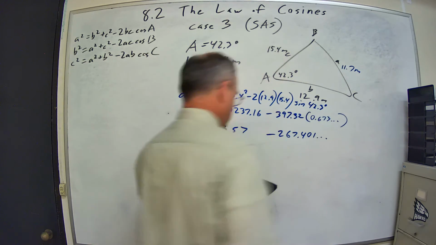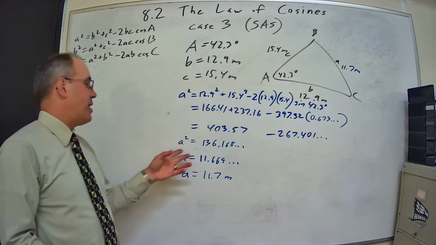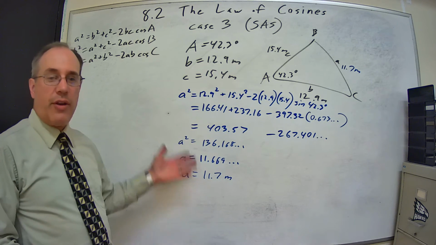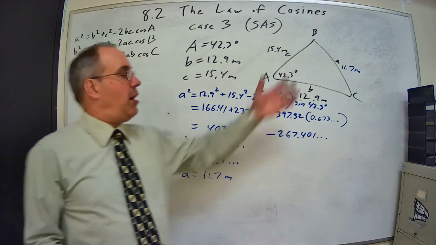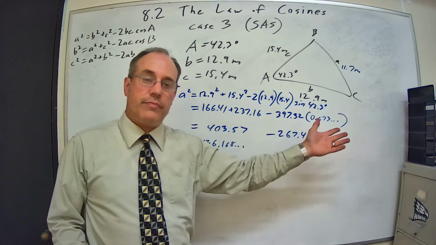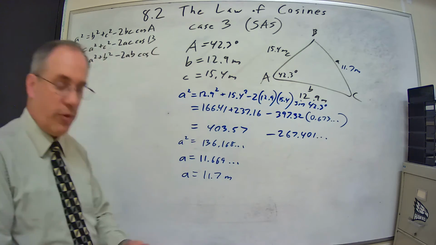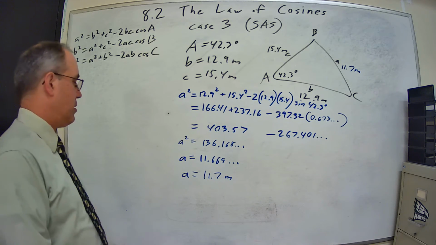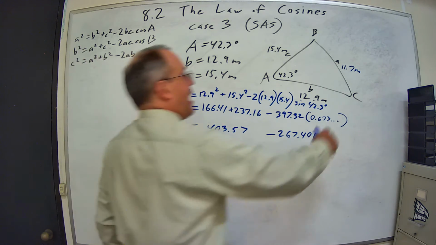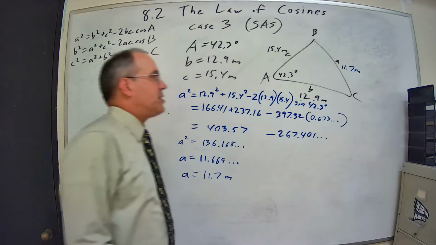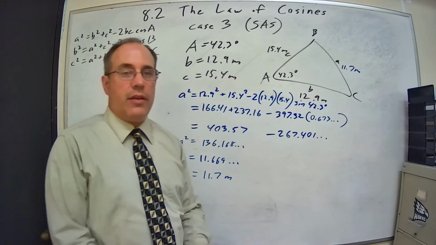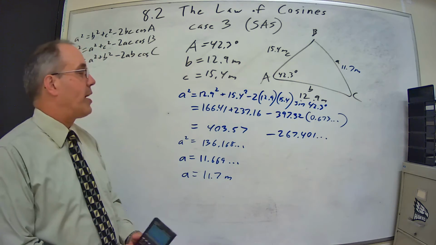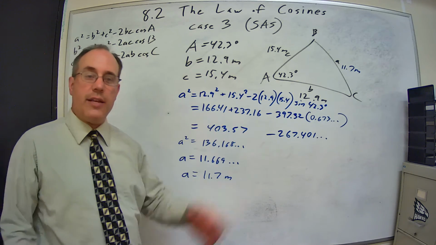11.7 meters. Now remember, when I take the square root of both sides, I don't have to take the negative square root, because a length has to be positive. So negative is not going to be a part of it. So now I have all three sides and angle A. So I can move on to using the law of sines.